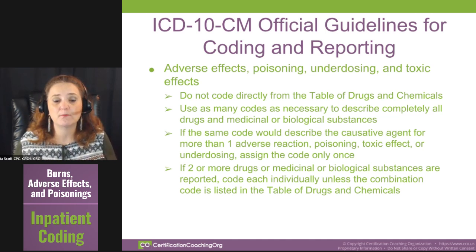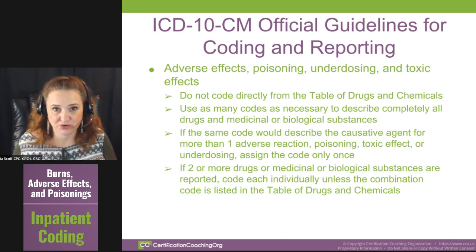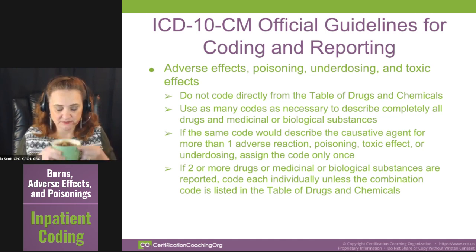If you have two or more drugs or medicinal or biological substances that are reported, then you list them separately unless there's a combo code. Now, what does that tell you? The only reason we've created combo codes is that they happen together commonly. So pay attention to that. It's okay to use combo codes, and you don't code redundantly. If you have a combo code, you're not going to code in addition unless it tells you to code in addition. That's the exception.